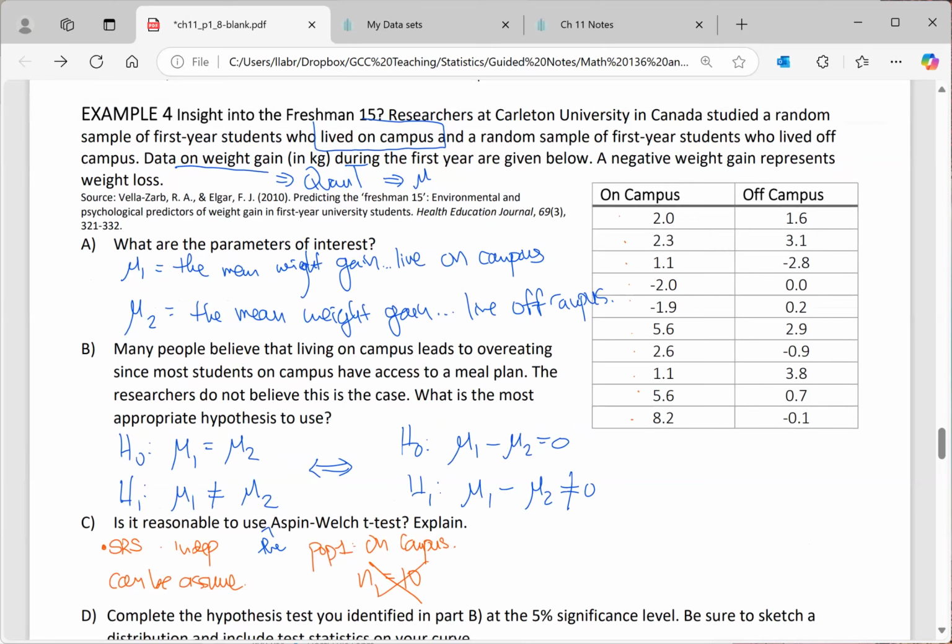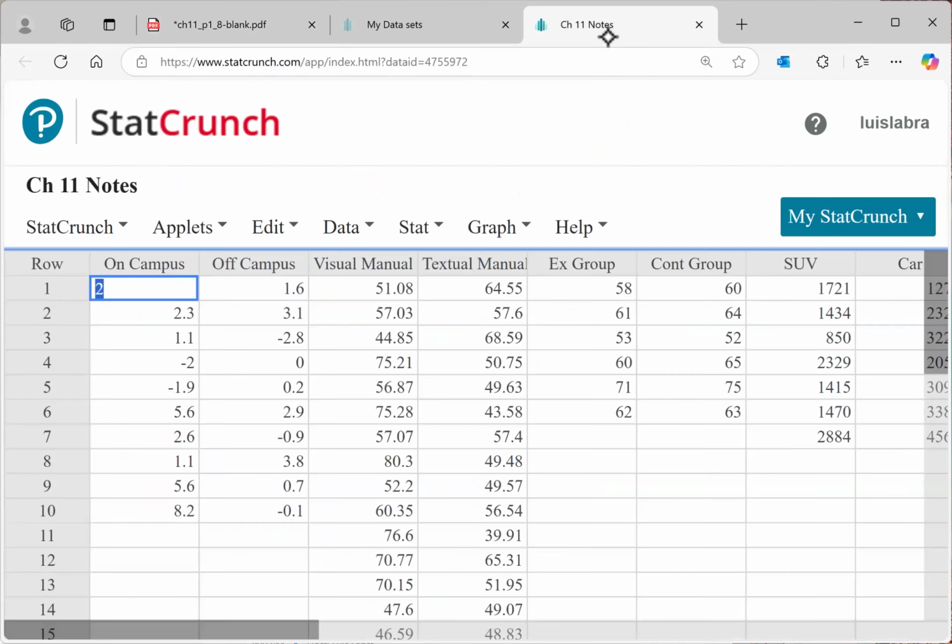So because of that, I need to check, is weight gain normal? So the weight gain for students who live on campus, that's the random variable, is that normal? So we need to actually investigate that. To investigate that, we need to use StatCrunch. I already have my StatCrunch data frame open, so I can just go over to StatCrunch and select graph.